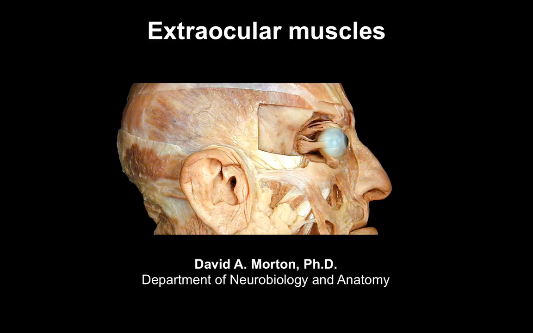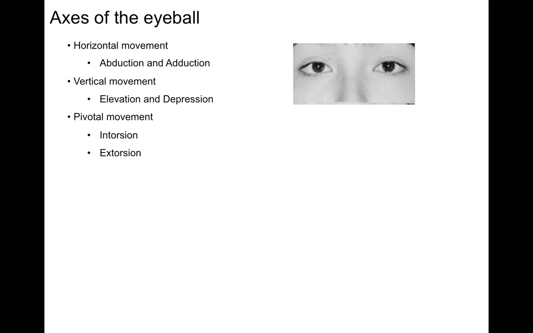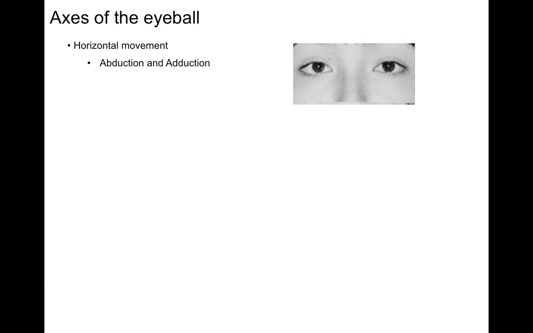We're now going to talk about extraocular muscles. To talk about extraocular muscles, we first have to discuss the axes of the eyeball and three movements: horizontal movement, vertical movement, and pivotal movement. First, horizontal movement, meaning the eyes can move back and forth along the horizon in an abduction and adduction rotation. Focus on the right eye.